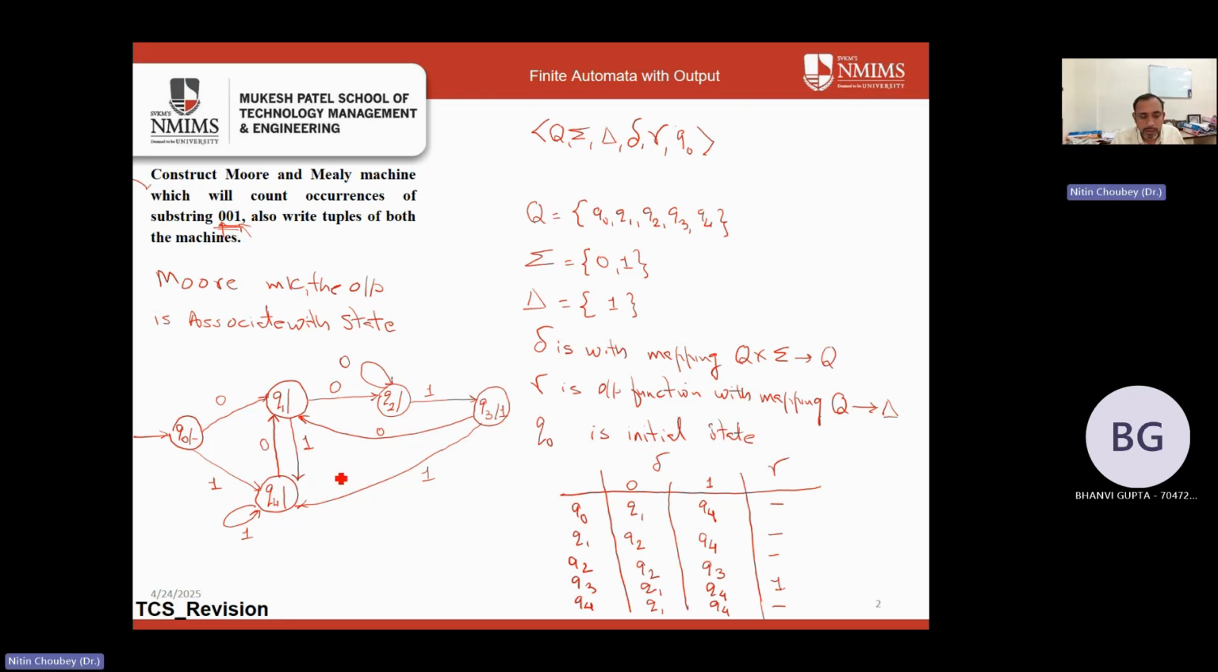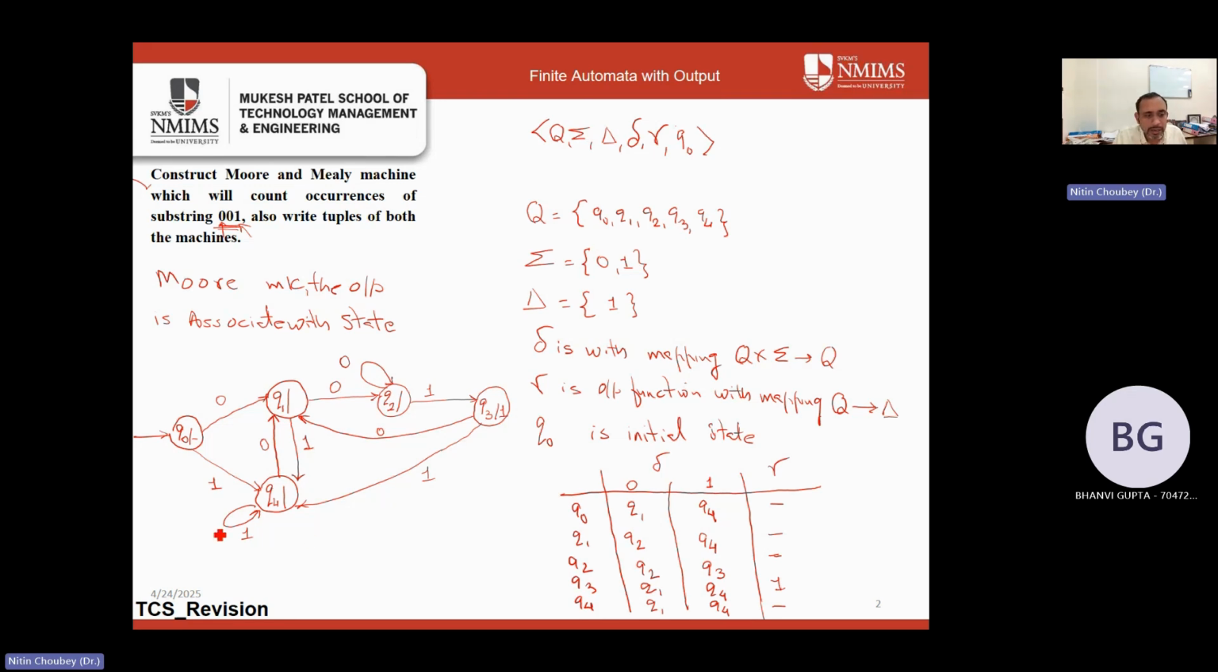Okay. Now what can we add here? Although we are saying no output is generated here, because we just want to count zeros, we can have another assumption: if the machine encounters the 0, 0, 1 sequence, it will generate 1 as output. Otherwise, it will generate 0 as output.